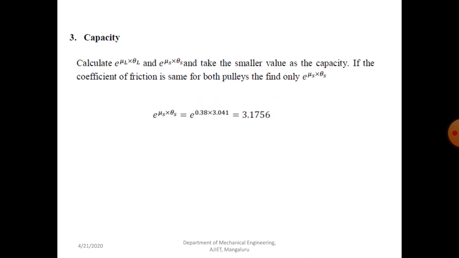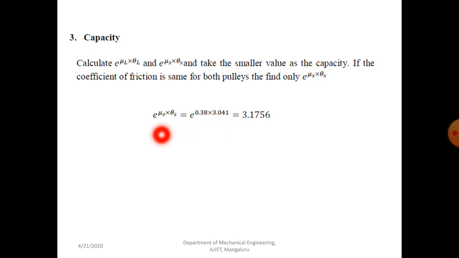Next question, you have to find out the capacity. So how to calculate capacity? That is based on the coefficient of friction. At the same time, you have to calculate e to the power mu l theta l and e to the power mu s theta s. So the minimum value you have to consider. If the coefficient of friction is same for both the pulleys, then always e to the power mu s theta s is minimum. So that's why you need to calculate only e to the power mu s theta s.